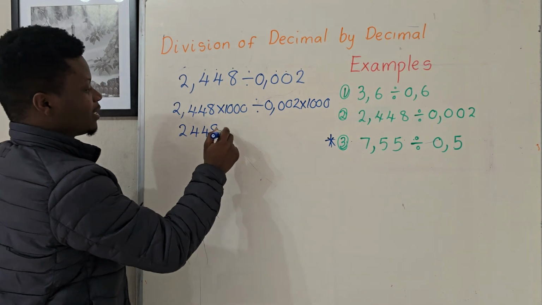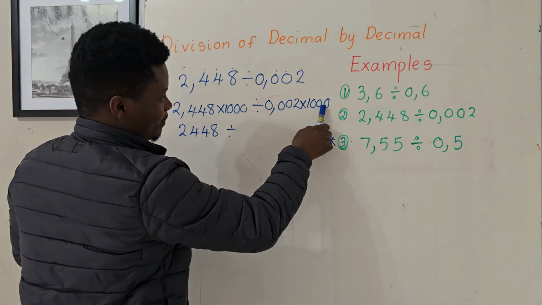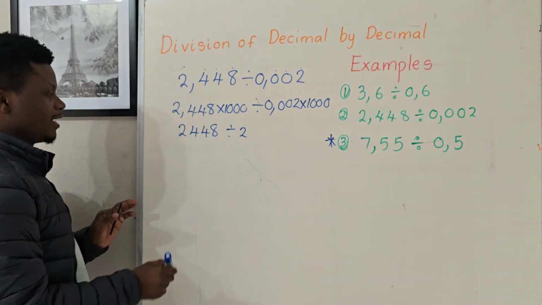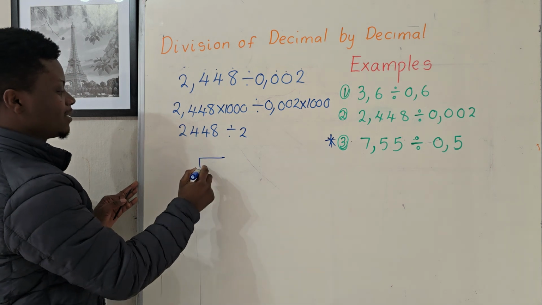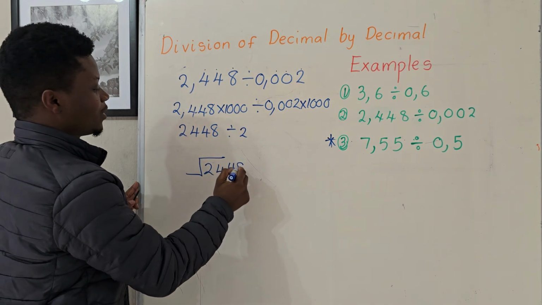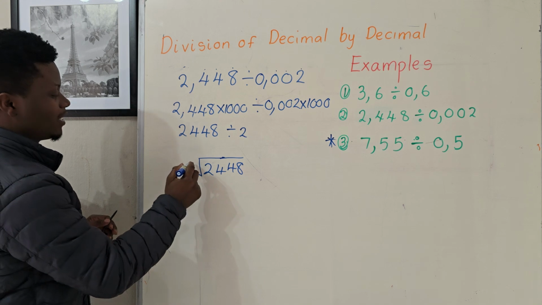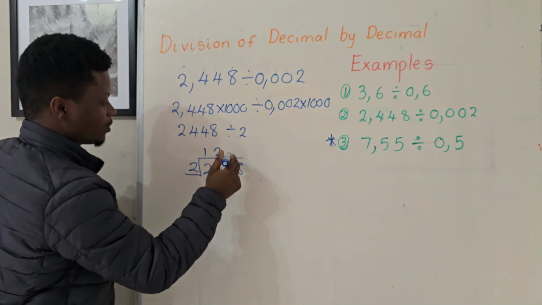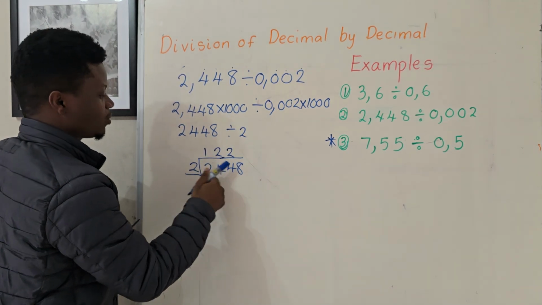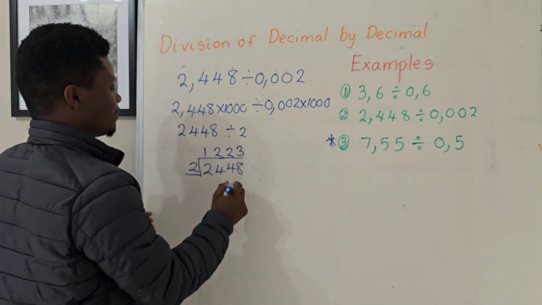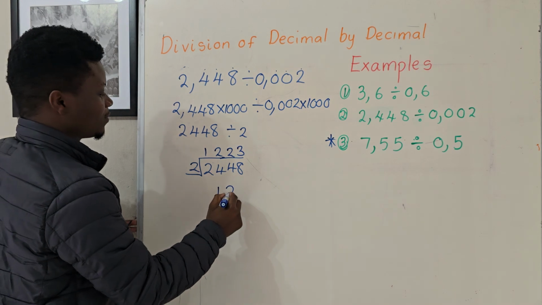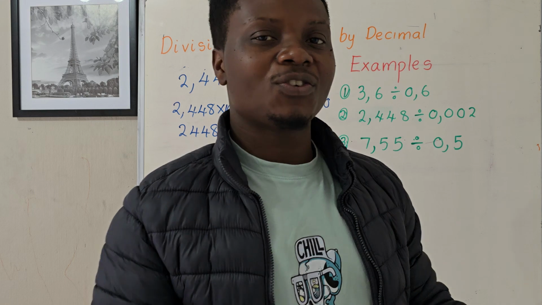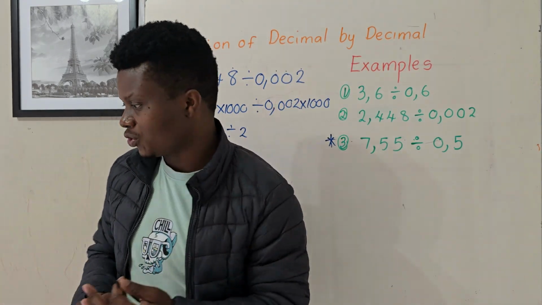The comma is gone, divided by times 1000, we move 3 places, 1, 2, 3. Then the number becomes 2. And we know that we can divide this number. 2448 divided by 2. 2 into 2, 1, 2 into 4, 2 into 4, that's 2, and 2 into 8, that's 3 times. So our final answer is 1223. That's pretty simple. Then let's try the last one, which looks to be a little bit tricky.